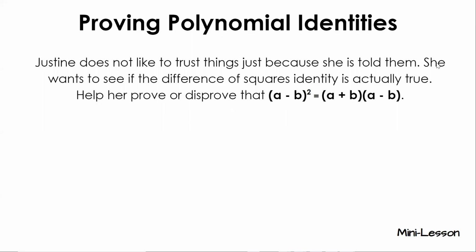Justine does not like to trust things just because she is told them. She wants to see if there is a difference of squares identity that is actually true. Help her prove or disprove this. Okay, so go ahead and take a second. Write down Justine's proof.